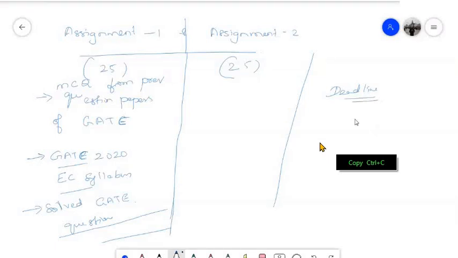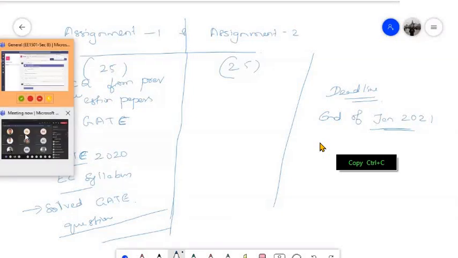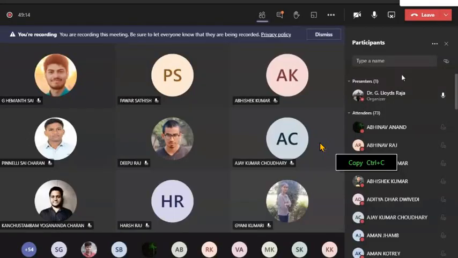So your semester might go on till February, but you can take till the end of January 2021. So I am giving you 1 month of time. You can select the questions and solve them by yourself, and then I will be generating the link which you can upload. If you have any questions related to this assignment, you may ask now because I am going to unmute you.